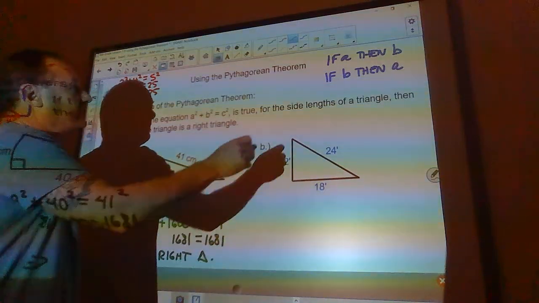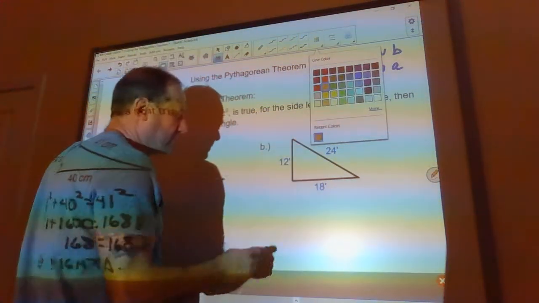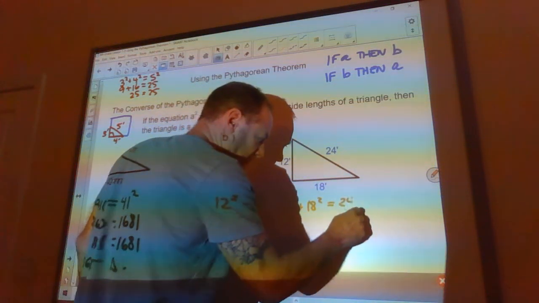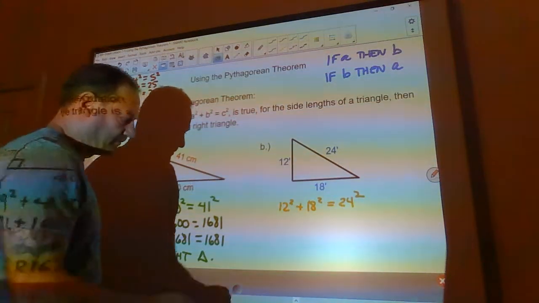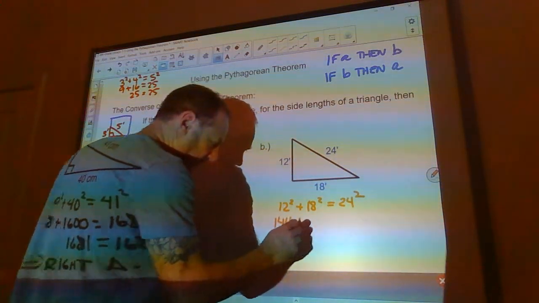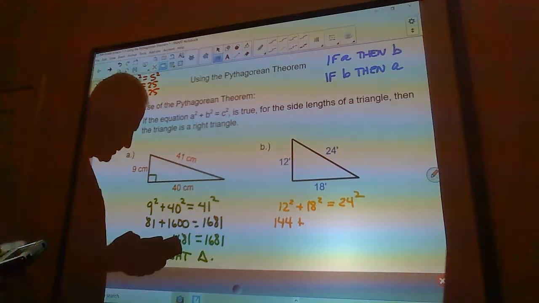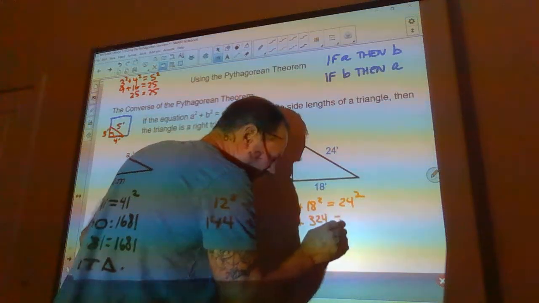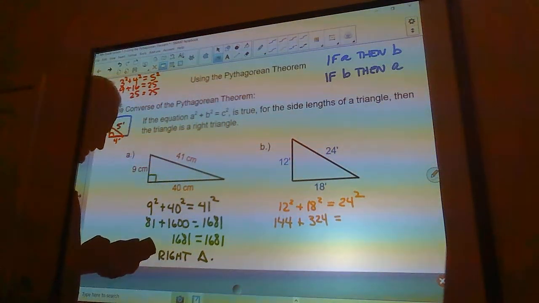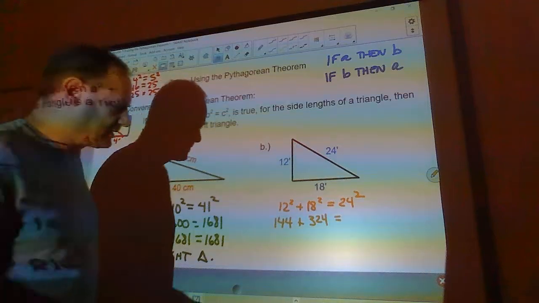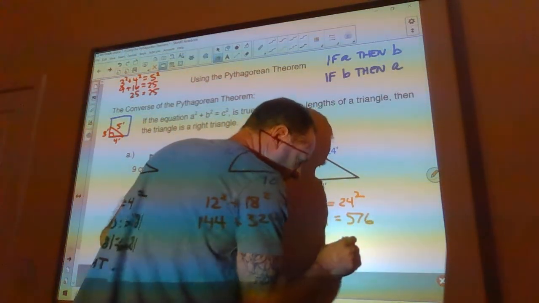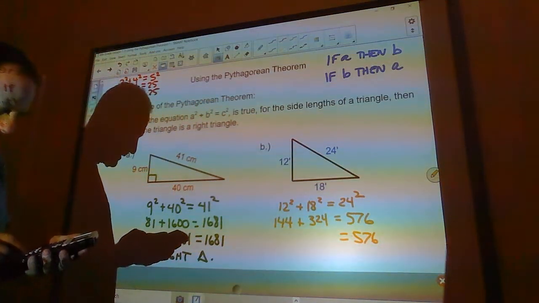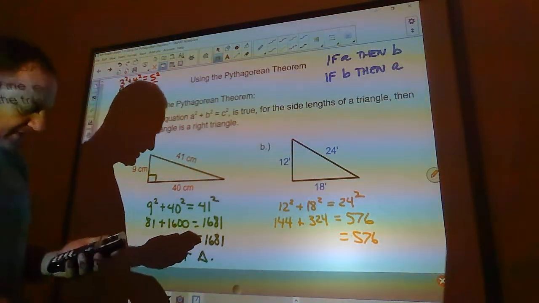Okay, now let's check this other one. So here we would go 12 squared plus 18 squared should equal 24 squared. This is 144. I think 18 squared is 324 if I remember right. Yes, 18 squared is 324. And I believe 24 squared is 576, but we'll check that. Yes, it is. Okay, so those two should add up to 576. 324 plus 144, nope, that's 468.